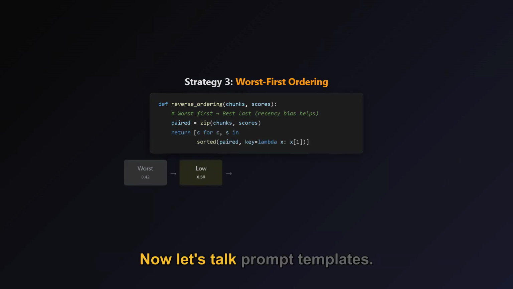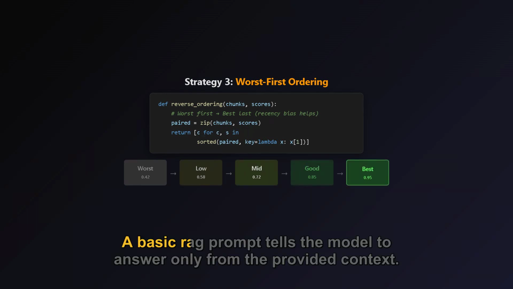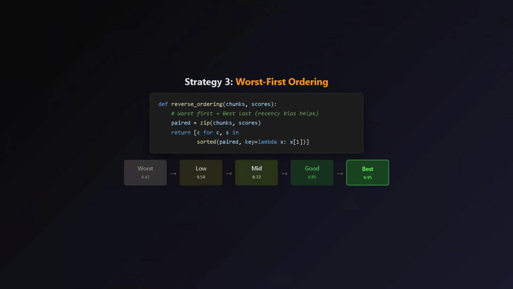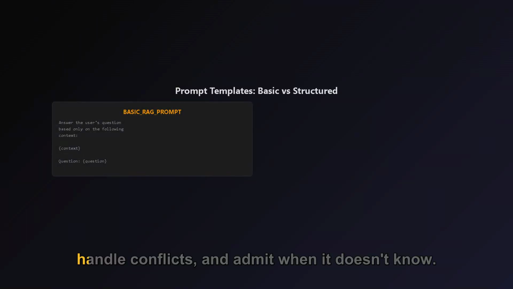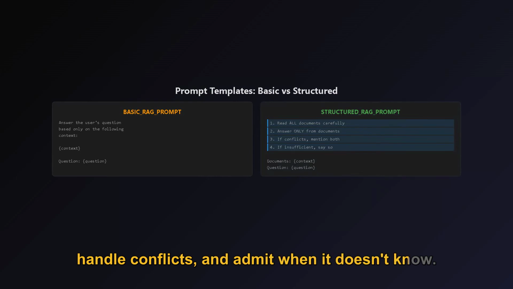Now let's talk prompt templates. A basic RAG prompt tells the model to answer only from the provided context. But a structured template is better. It explicitly instructs the model to read all documents, handle conflicts, and admit when it doesn't know.